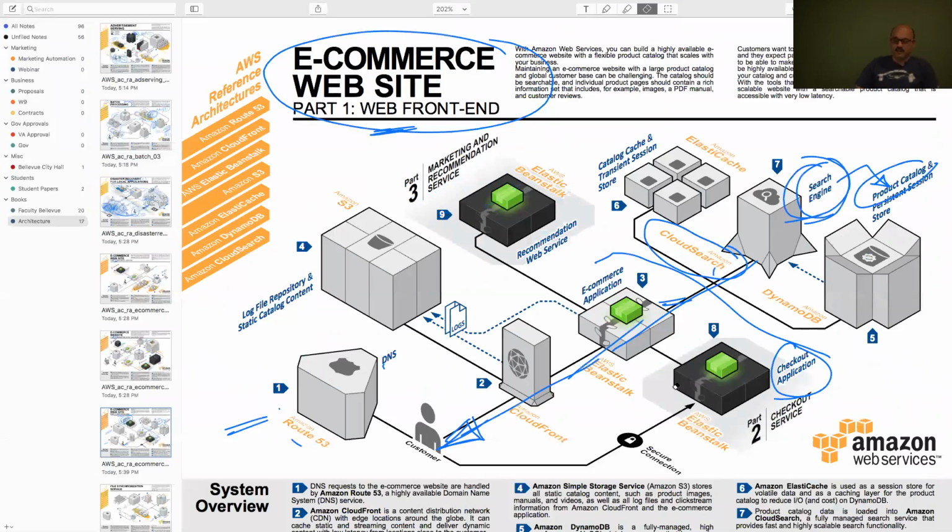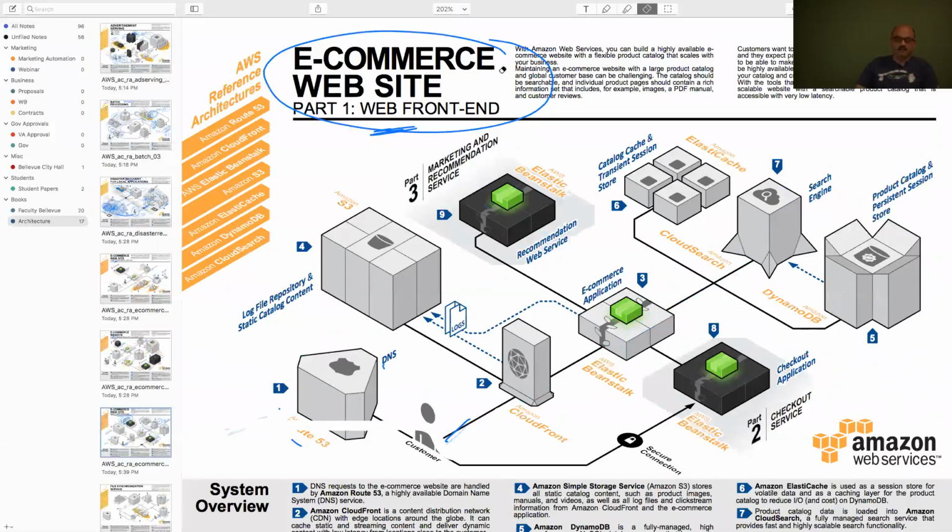And so those three elements that you saw here, the e-commerce application itself, the checkout application, and the marketing recommendations engine, 1, 2, and 3 on this particular sheet. Let's go to the second one.